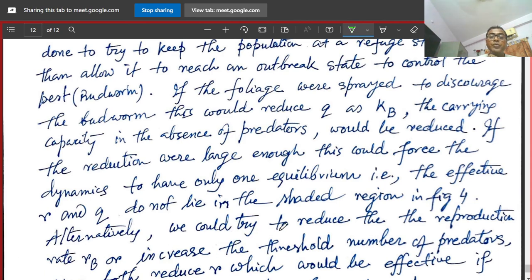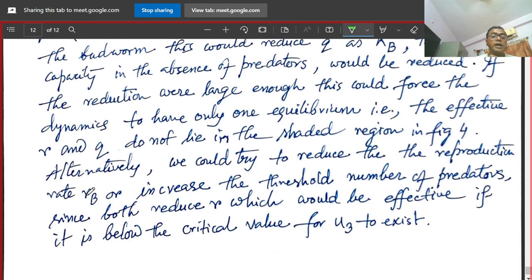Alternatively, we could try to reduce the reproduction rate Rb or increase the threshold number of predators, since both reduce R, which would be effective if it is below the critical value for u3 to exist.